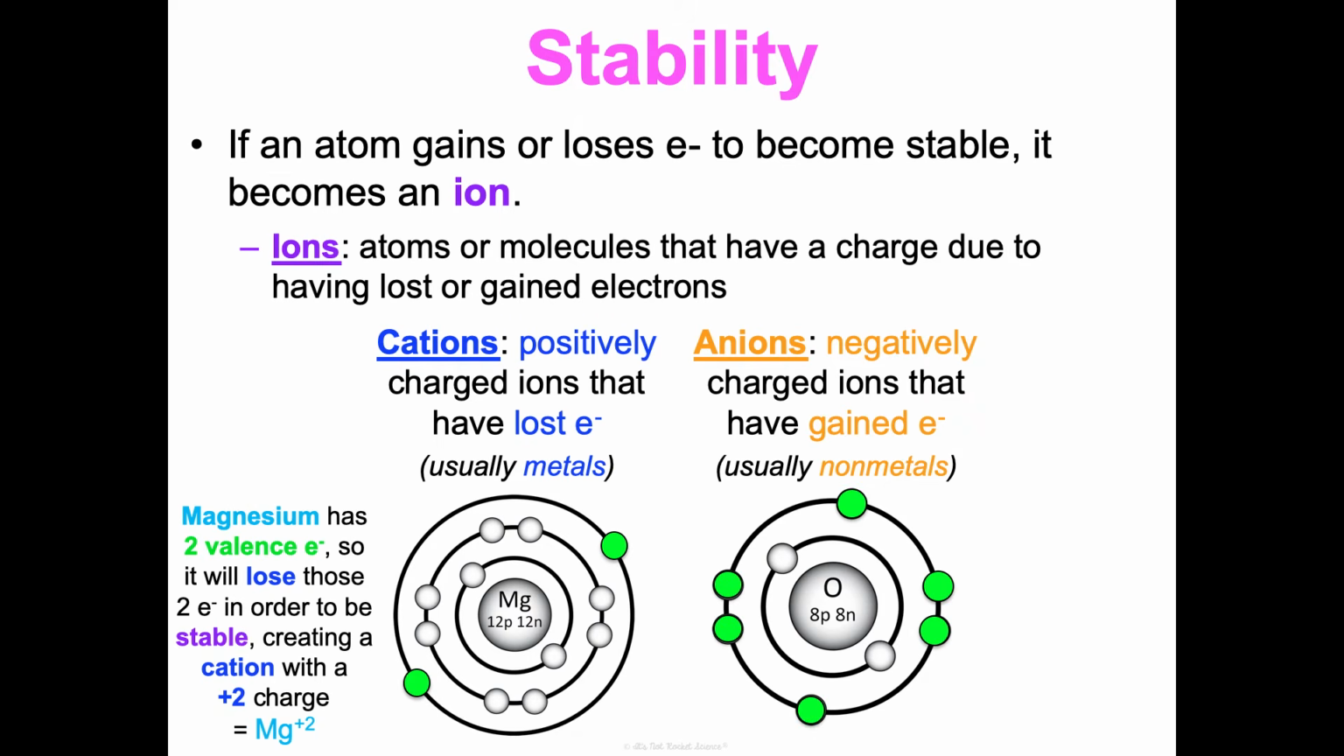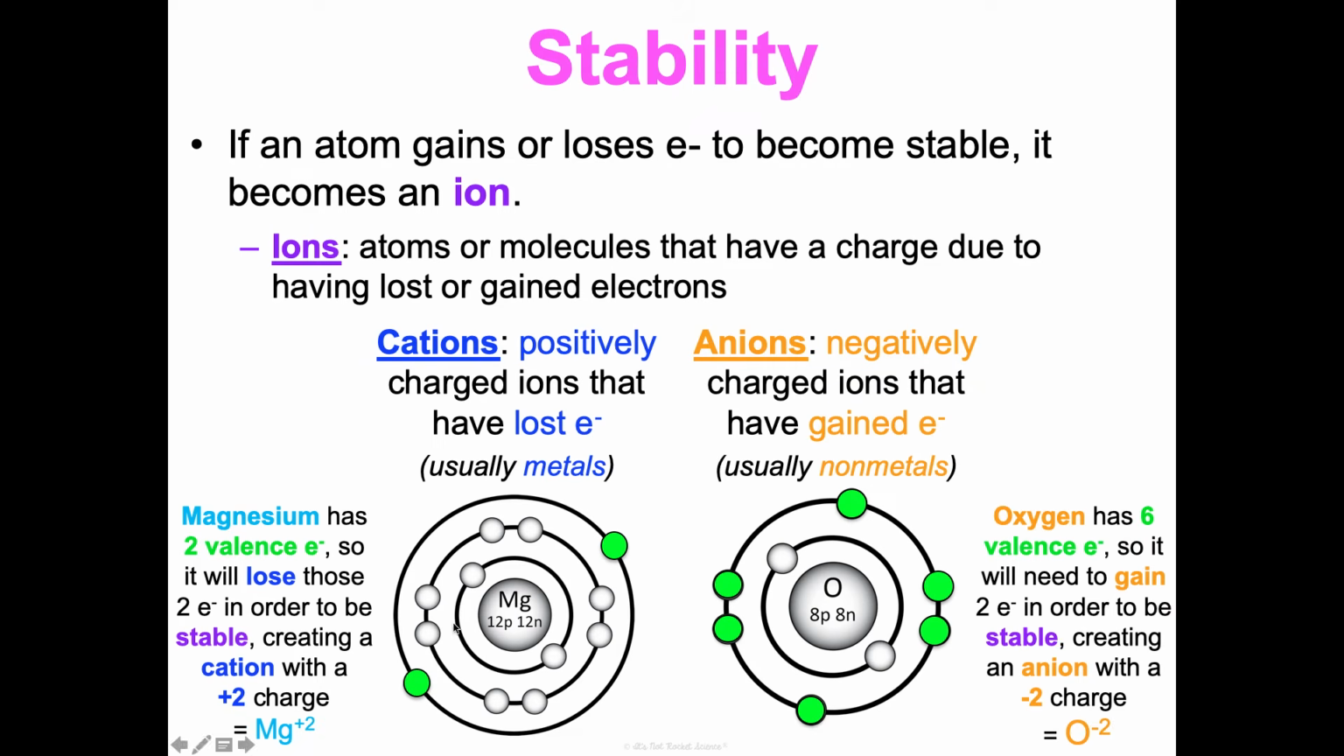So look at oxygen here. It has 6 valence electrons, so it will need to gain 2 in order to be stable. And it's going to create an anion with a minus 2 charge because it's going to have 2 more electrons than it does protons, making its symbol O with a negative 2 charge when it is in its ion form.